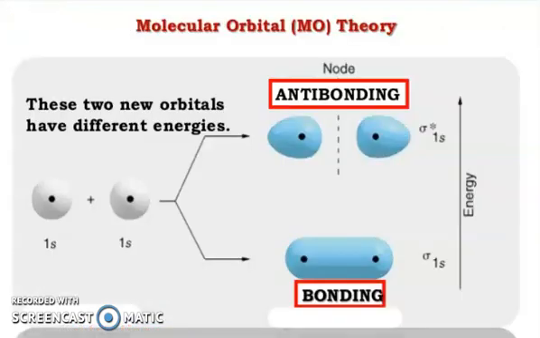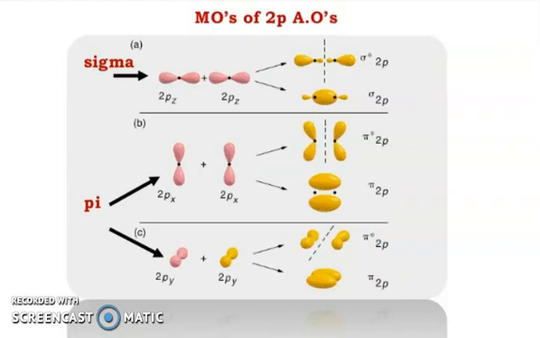So, molecular orbitals. These two new orbitals have different energy: sigma 1s bonding and sigma star 1s anti-bonding, and this is the energy level. In anti-bonding there is a node. Now, sigma 2pz, sigma 2p and sigma star 2p molecular orbitals. In pi, 2px and 2py give pi 2p and pi star 2p.